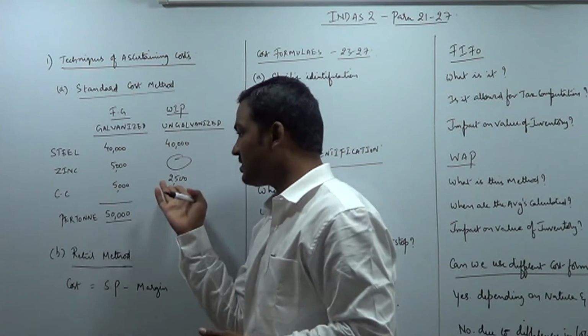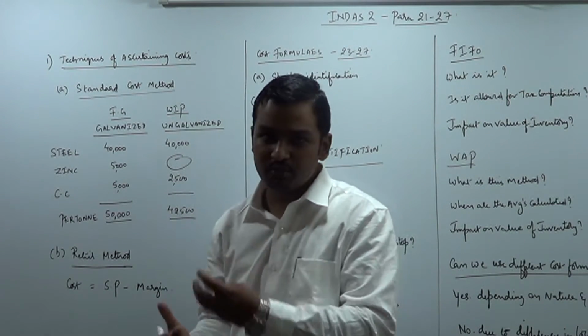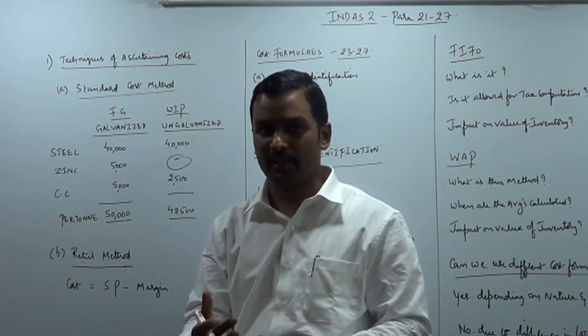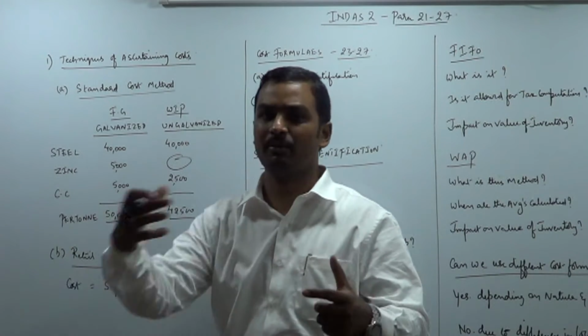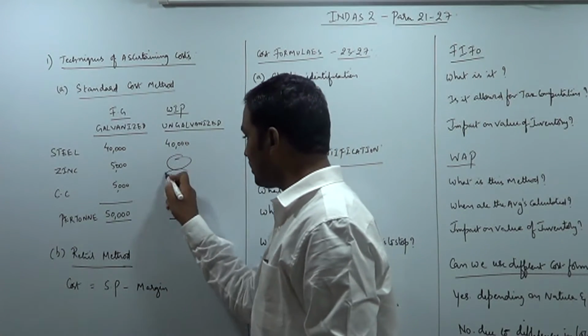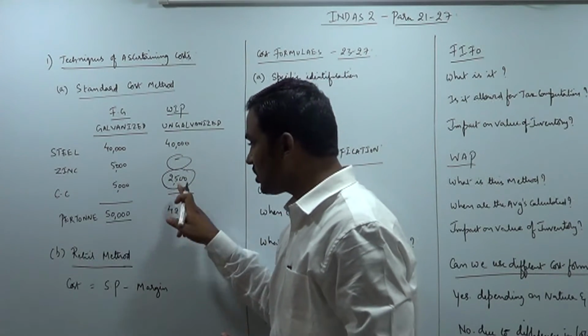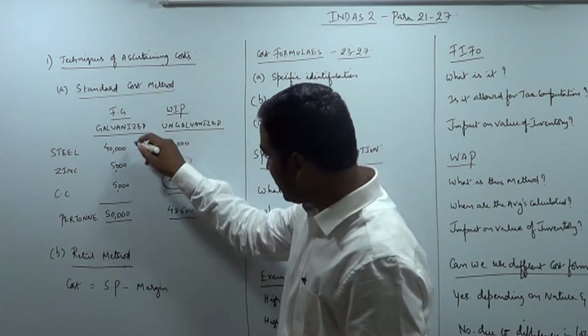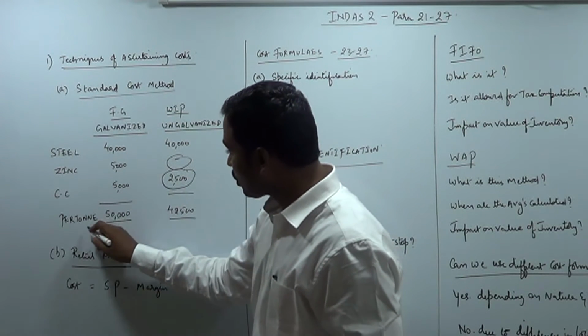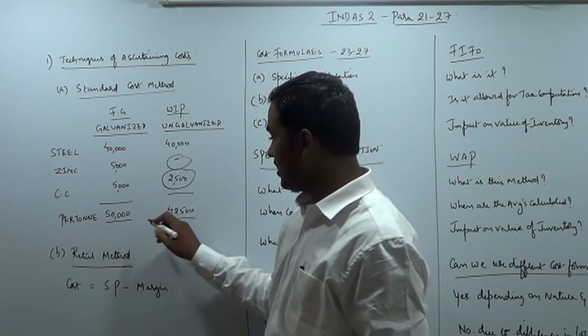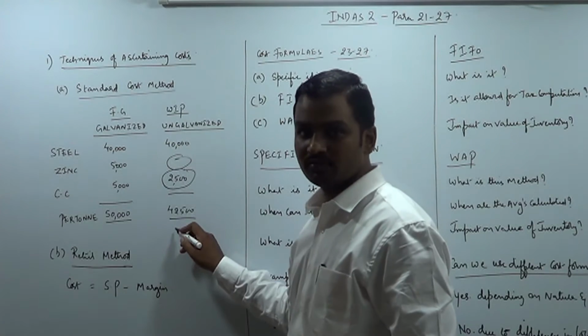Why am I taking less here? Because there is still some conversion process which is yet to be completed. We have to incur some more cost to make them into finished goods. Hence I am assuming that if there is some stock of ungalvanized steel per ton, the conversion cost incurred is only 2,500. So if I now take the total, galvanized steel cost per ton comes to 50,000 rupees, whereas for ungalvanized steel it is 42,500.